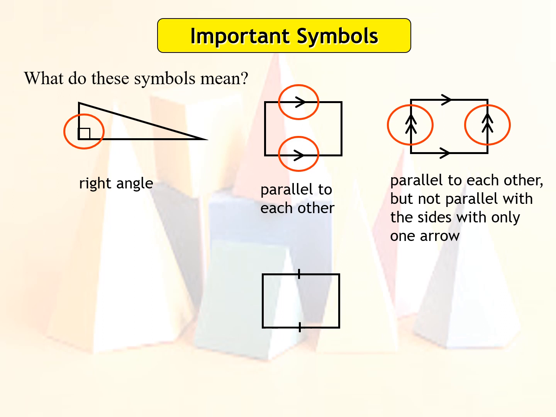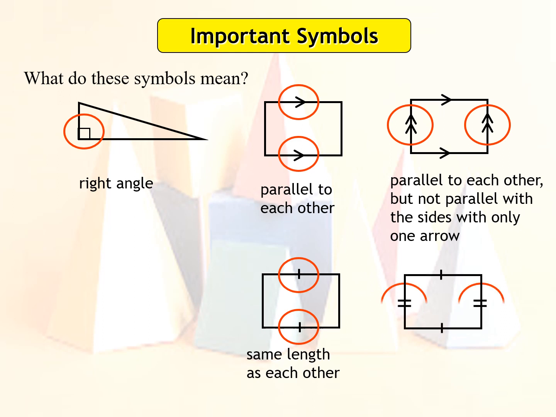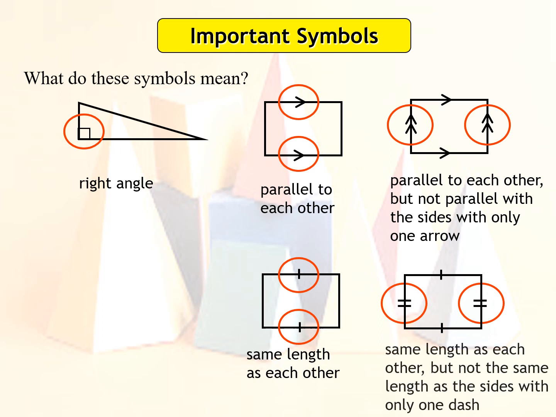We also have other symbols like this. It indicates that they have the same length as each other. And if we have this one, there are two dashes. So it indicates that they have the same length as each other, but not the same length as the sides with only one dash.